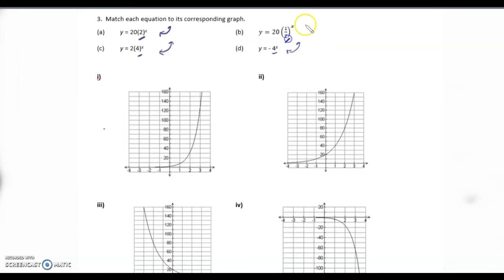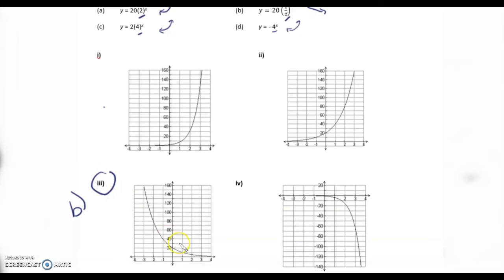In regards to base of 2, this one's going to be decreasing. So I'm going to find the decreasing one. Out of these, there's only one decreasing one that goes down like this. There's no reflections here. As soon as I saw number 4 here, I'm like, oh yeah, the reflections. So a little bit of a recall, but B is definitely going to match up to this graph right here.